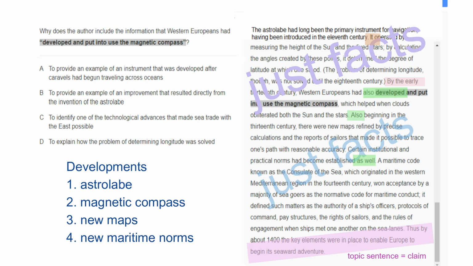The clue sentence comes at the end of the paragraph. When we consider the options, C is precisely what we are looking for, so the answer should be C. To identify one of the technological advances that made sea trade with the East possible.